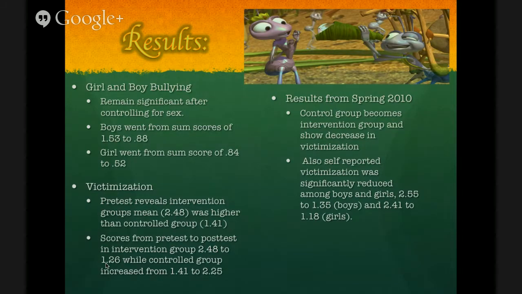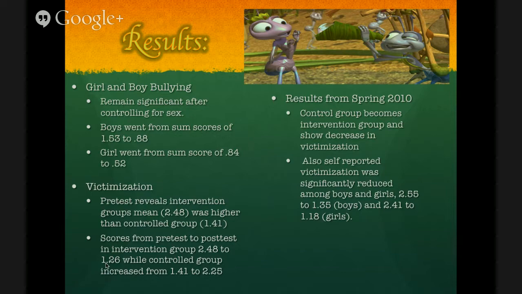The results among bullying with girls versus boys remained significant after controlling for sex, and this is for the first intervention group, fall of 2009. Boys went from scores of 1.58 to 0.88, and girls went from 0.84 to 0.52.